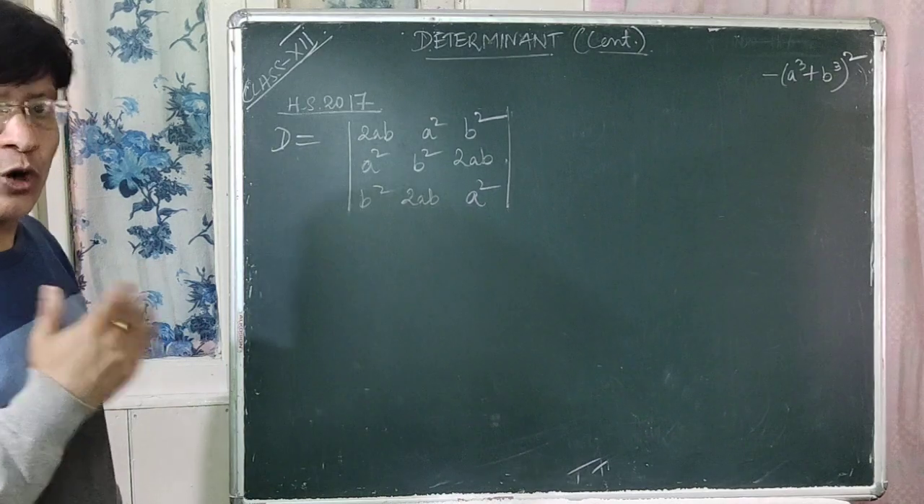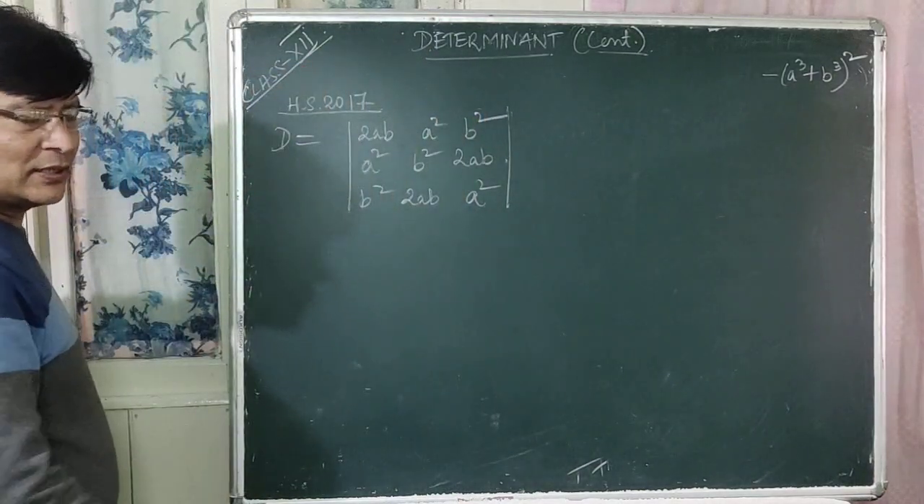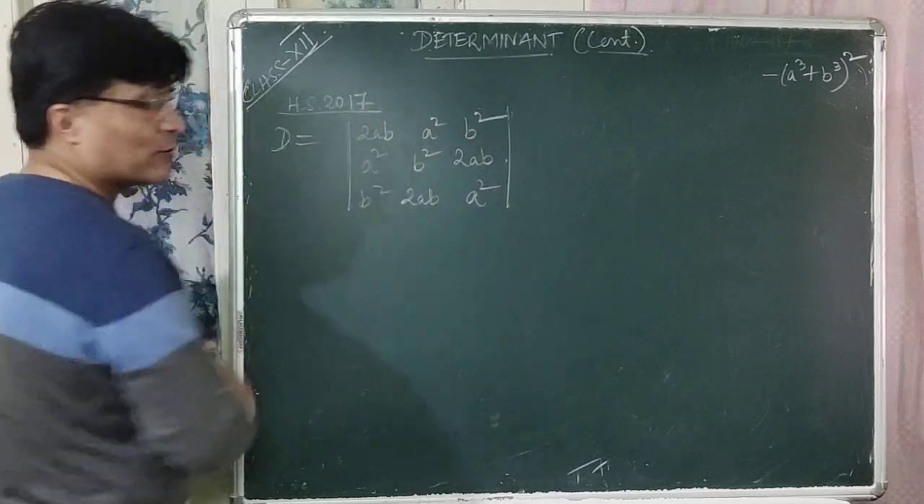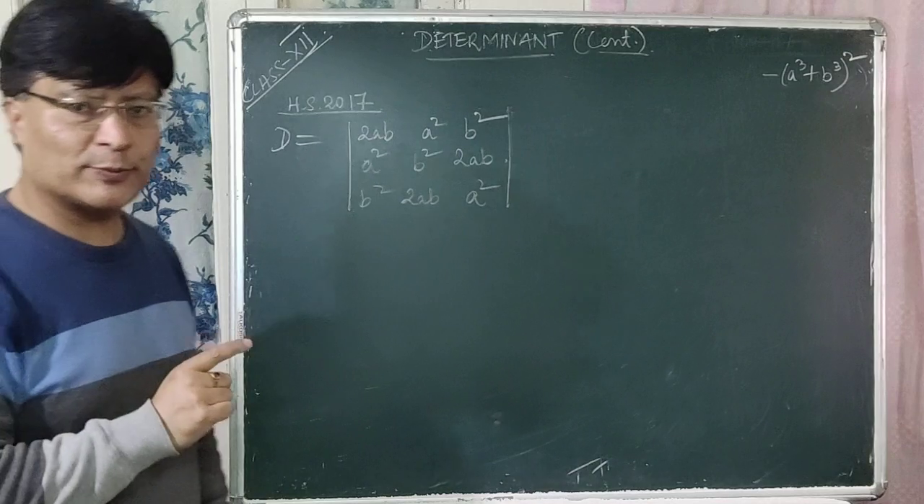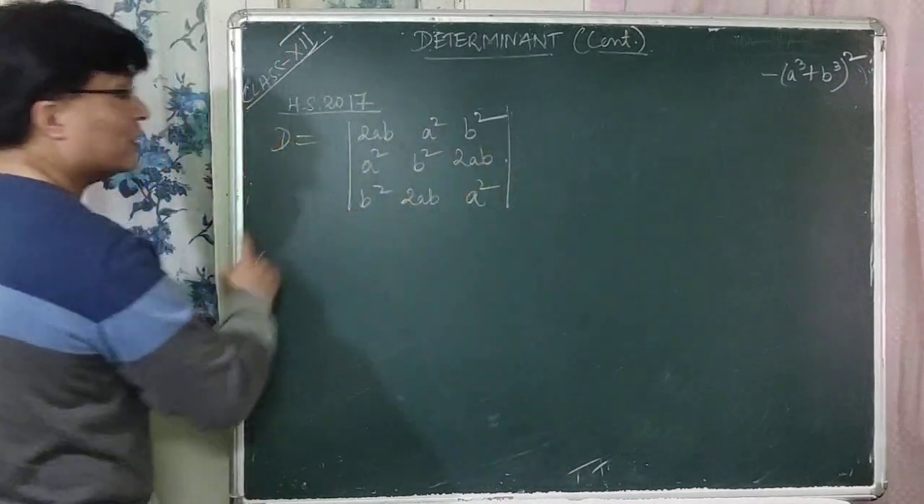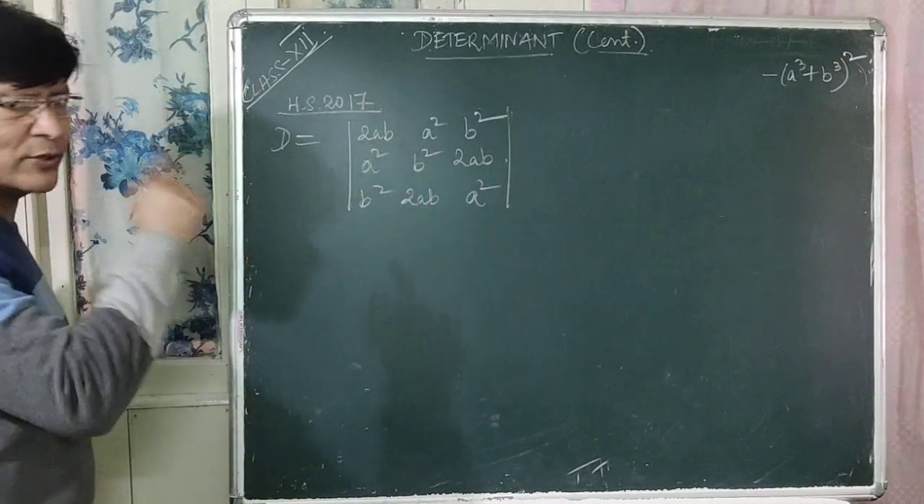So you can do column wise also. If you do c1 plus c2 plus c3, what is new column 1? It will be 2ab plus a square plus b square, that is a square plus 2ab plus b square, you will get a plus b whole square. Here also, if you add all these three terms, what do we get? A square plus 2ab plus b square, there is also a plus b whole square.